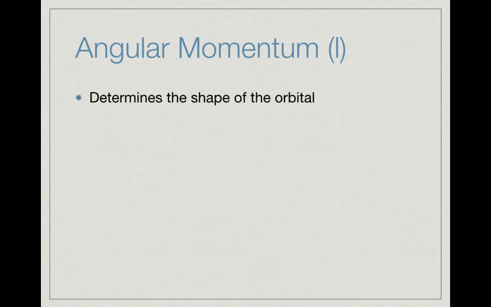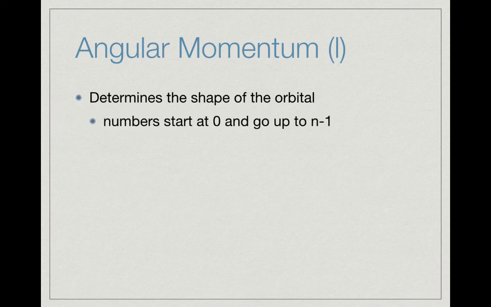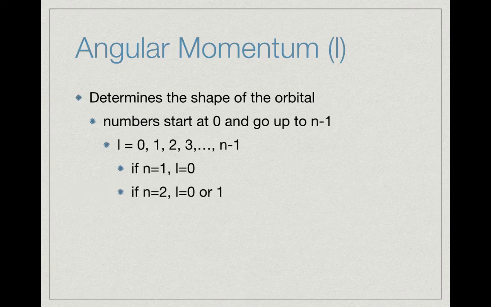Our next quantum number is called angular momentum, and that is L. And L is what determines the shape of the orbital. Its numbers start at 0 and go up to n minus 1. So in other words, they can go from 0 to 1 to 2 to 3, all the way up to n minus 1. As an example, if we have an n value of 1, then the only possible value for L is 0. If we have an n value of 2, then L can be either 0 or 1, and you will have orbitals with both an L of 0 and an L of 1.